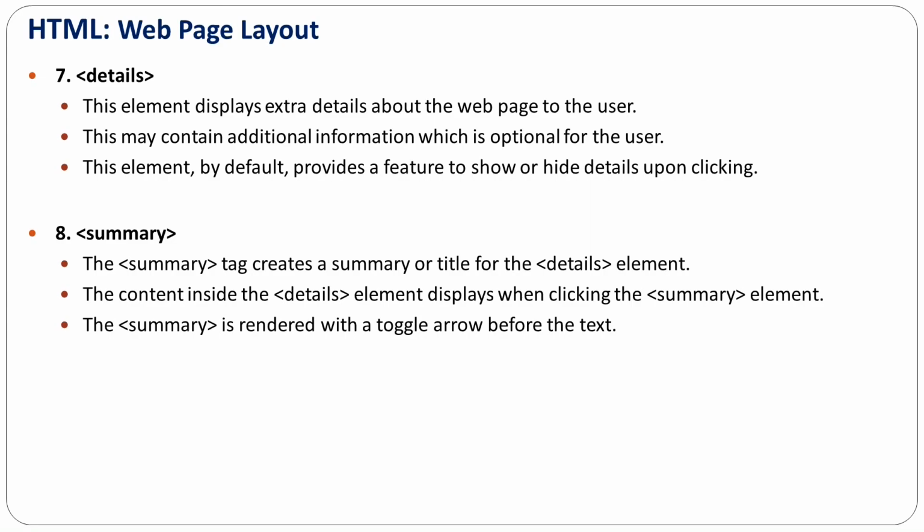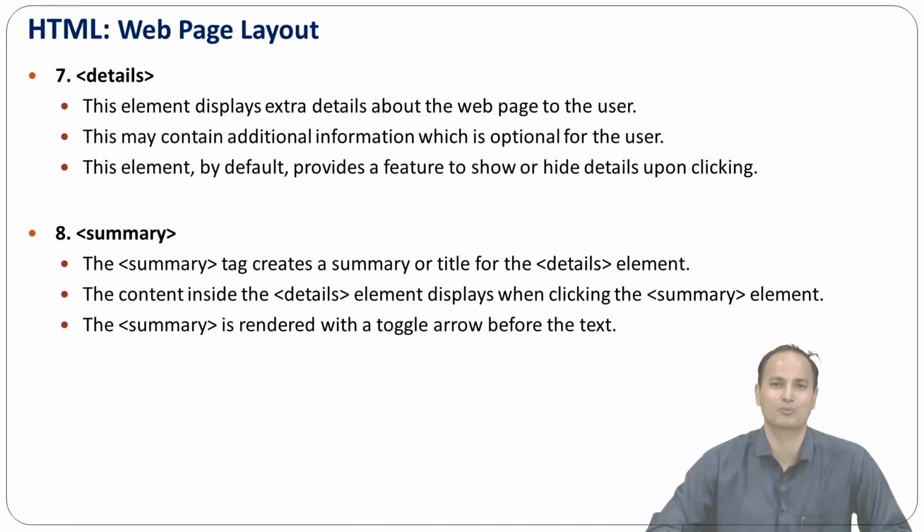The summary tag creates a summary or title for the details element previously discussed. So that means the summary and details elements are related to each other. The content inside the details element displays when clicking the summary element. The summary is rendered with a toggle arrow before it. Okay, let's understand the details and summary elements with a practical so that you can better understand it.